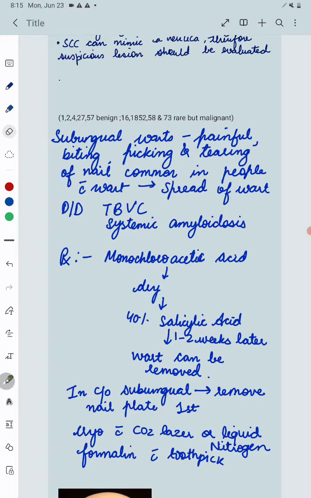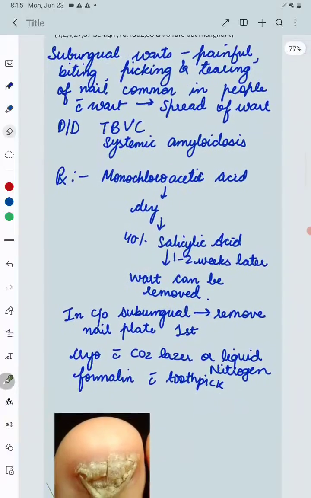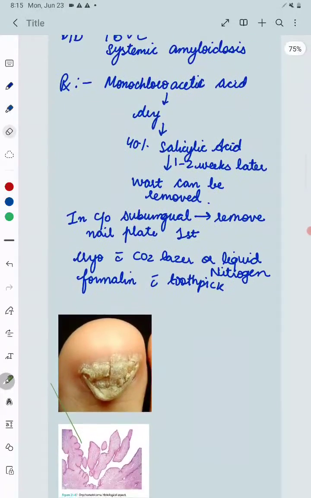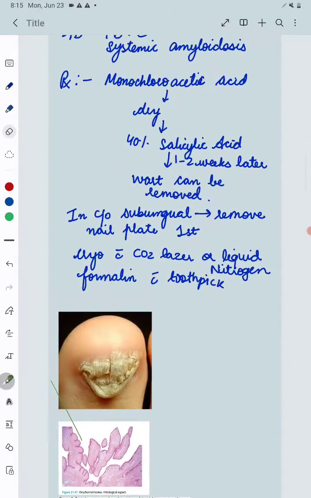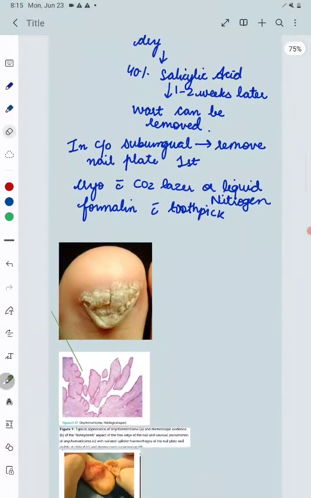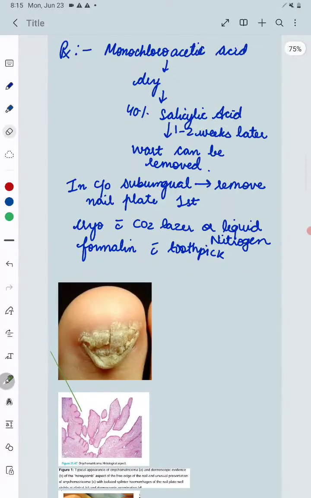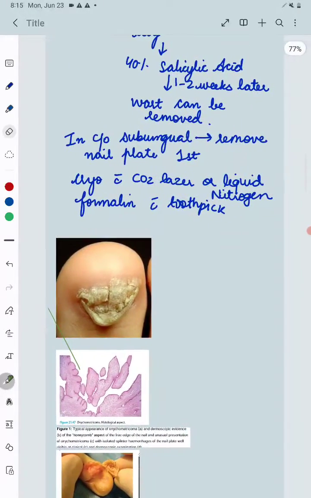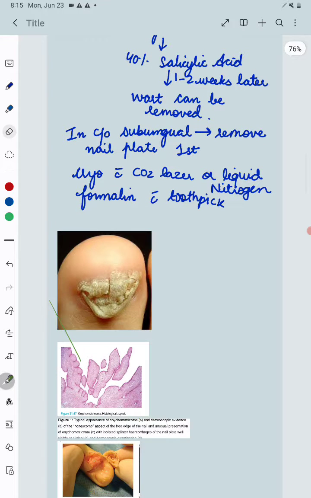Now you can use monochloroacetic acid dry, or you can use 40% salicylic acid, and then the wart can be removed mechanically also after a while. Now in case it is subungual, you might have to remove the nail plate. And cryo with CO2 laser or liquid nitrogen can also be used. Formalin with a toothpick can also be used to char the wart and take it off.